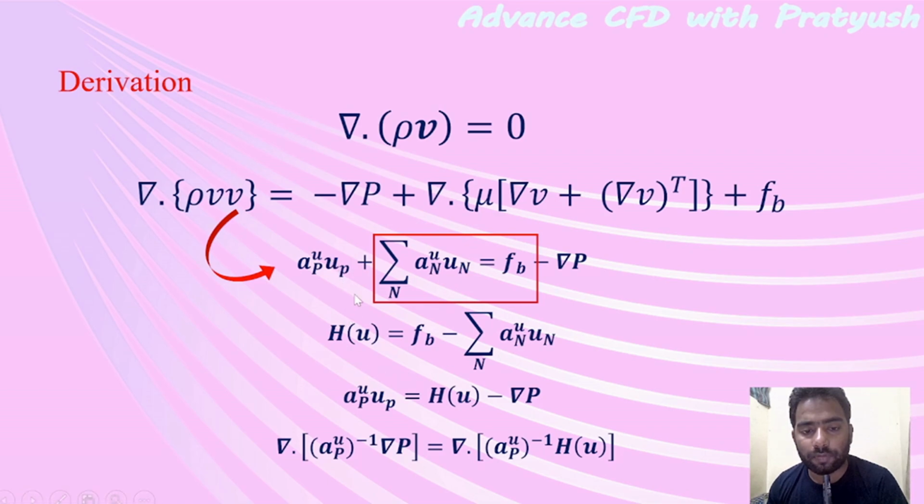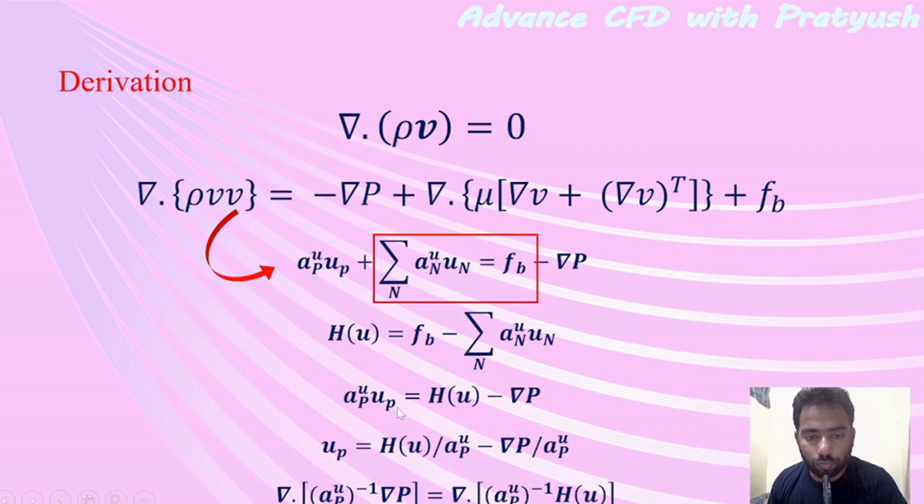Now if you modify this complete line using the H operator, you can write it as AP UP equal to HU minus delta P. So this is the same equation written in terms of the OpenFOAM H operator. Now if you apply the continuity equation, if you write this complete term in the form of UP, you can write UP is equal to HU by APU minus del P upon APU.